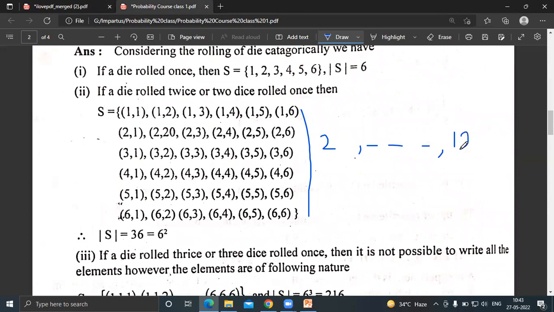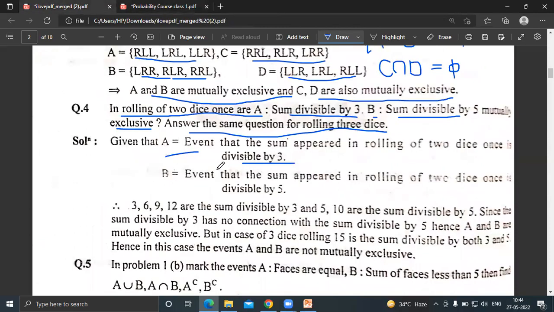So which term is divisible by 3, you have to write in A. Which term is divisible by 5, you have to write in B. So A is the event that the sum appearing in rolling of 2 dice once is divisible by 3. B is the event that the sum appearing in rolling of 2 dice once is divisible by 5. So these elements 3, 6, 9, 12 are the sums divisible by 3, and 5 and 10 are divisible by 5. So check here.